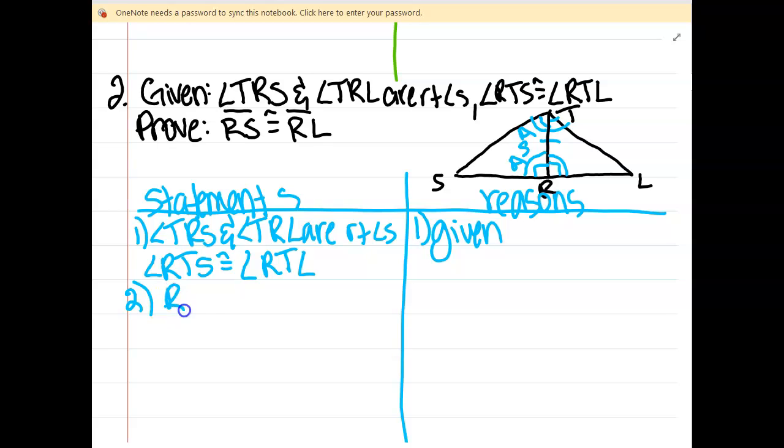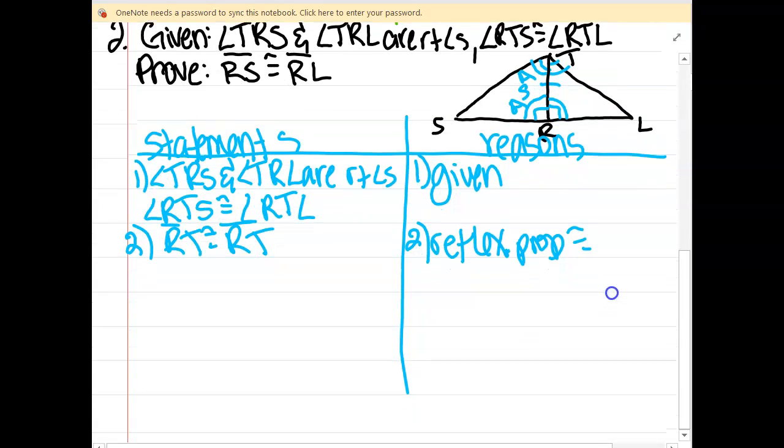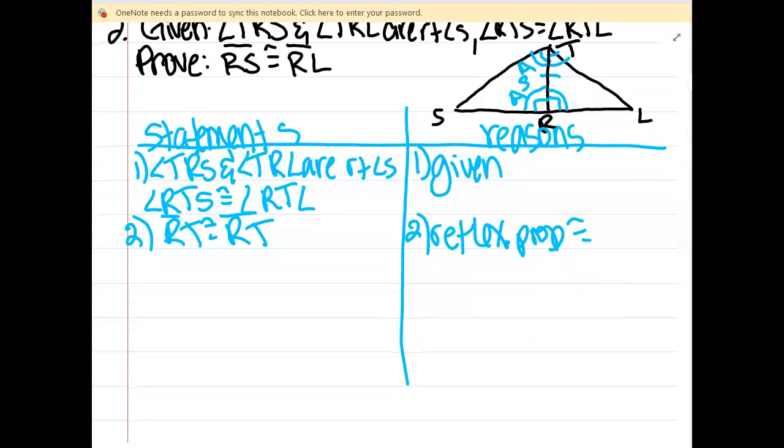RT is congruent to RT. How do I know that? Reflexive property of congruence. So I have my angle, the top angle. I have my side. Now I need that bottom angle. How did I know those angles were congruent? Because they're right angles. That's enough to go ahead and say that. I know that angle TRS is congruent to angle TRL.